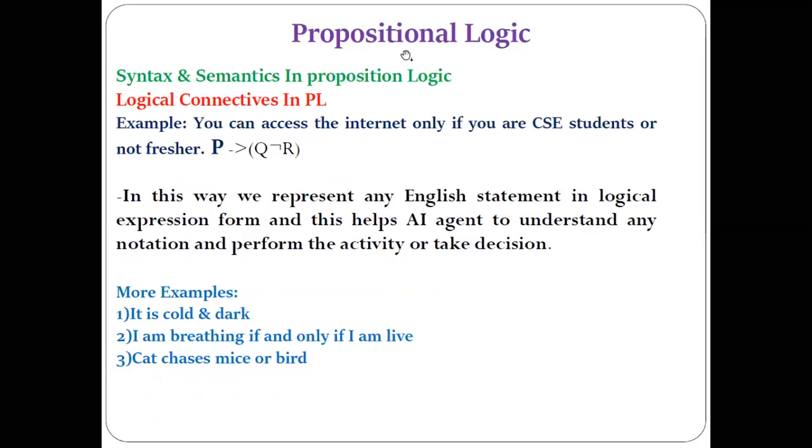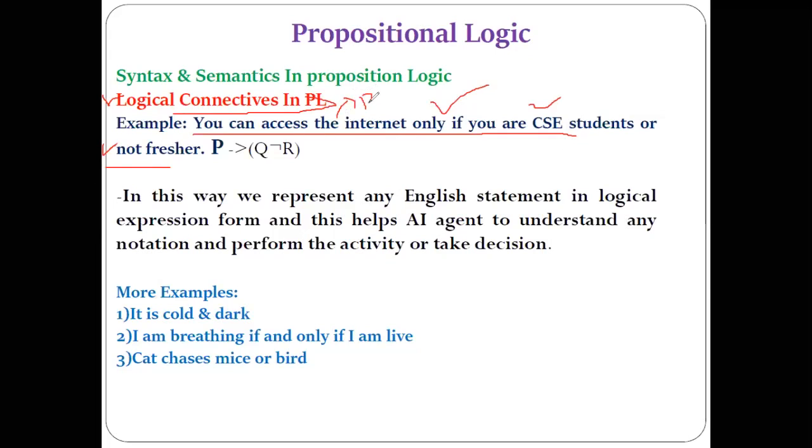Now, here is one more example I have taken. Suppose in the exam you get the statement: you can access the internet only if you are a CSE student or not a fresher. This is the complex sentence you have been given. You can access the internet only if you are a CSE student or not a fresher. Now here how many propositional symbols will be required? Three. We require 3 propositional symbols.